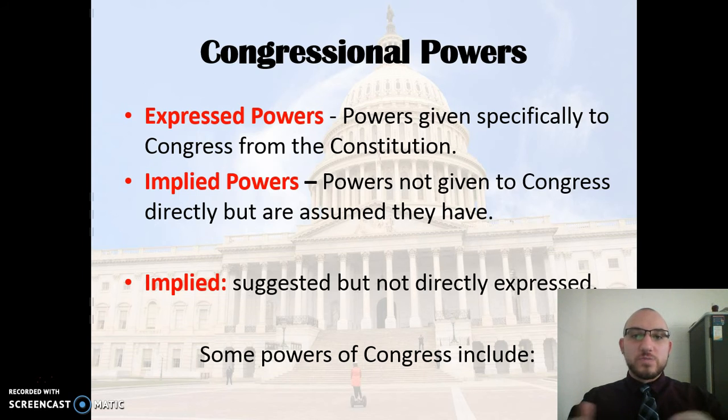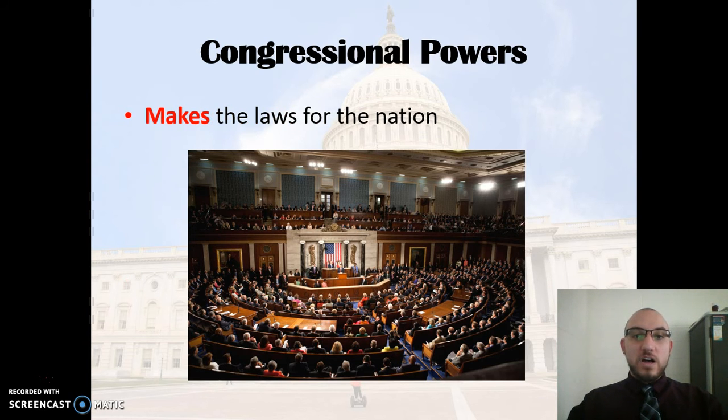All right? So express powers are powers given specifically to Congress from the Constitution, such as establishing an army or a navy. Implied powers are not in the Constitution, but it's assumed that Congress has those powers, such as establishing an air force. Some of the powers of Congress include making the laws for the nation. On your notes, all you have to write is laws.